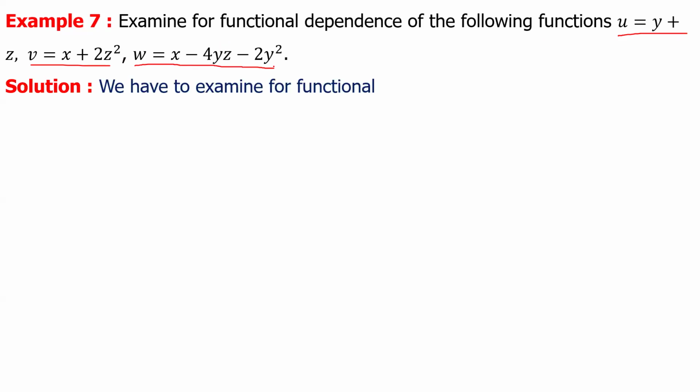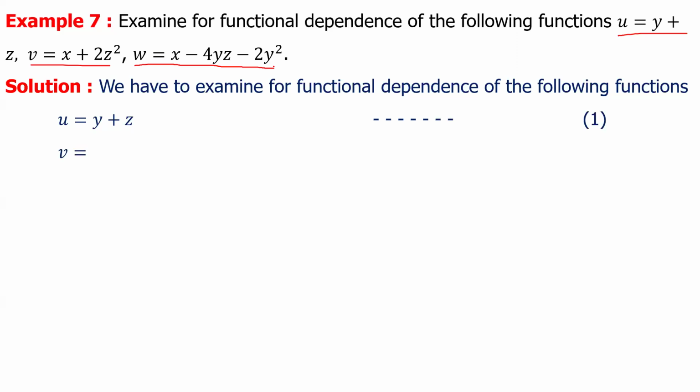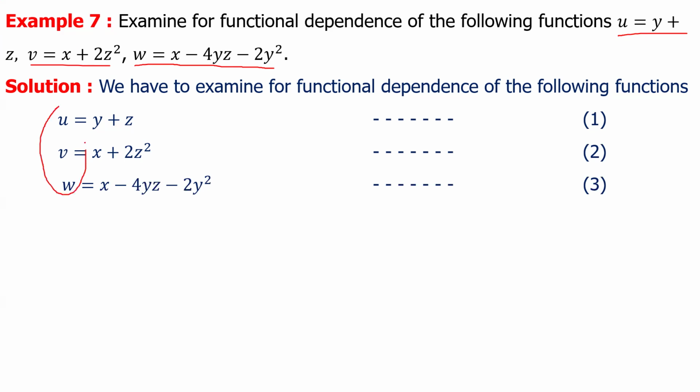We have to examine for functional dependence of the following functions. u is equal to y plus z, v is equal to x plus 2z square, and w is equal to x minus 4yz minus 2y square. So here u, v, w are dependent functions, and x, y, z are independent.